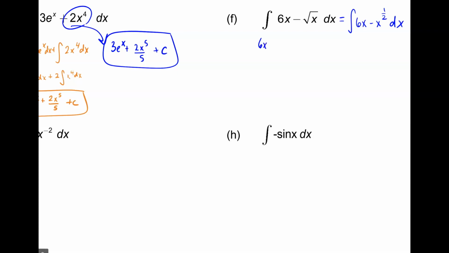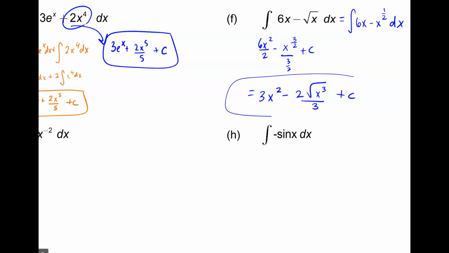So the first one's not too bad, right? So I have 6x, add 1 to the exponent, so that's a 2, divide by 2. Then the next one, if I add 1 to the exponent, I have x to the, what's 1 plus a half? 3 over 2. 1 plus a half is 1.5, 3 over 2. And then I'm dividing by 3 over 2, and then plus c. Gets a little hairy over here. So we got 3x squared minus, let's see, divide by 3 over 2 means multiplying by 2 over 3. So 2, square root x cubed over 3 plus c.